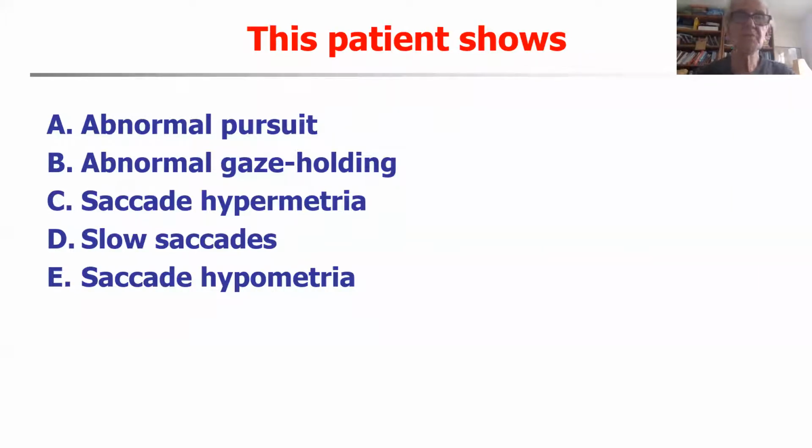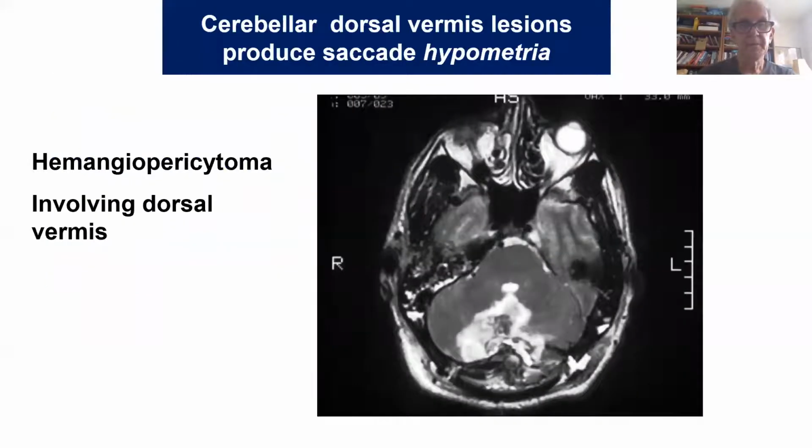The saccades, you might think they were slow, but in fact, he had a number of hypometric normal speed saccades. Here was his lesion. It was involving the dorsal vermis, what you would predict. He had a hemangiopericytoma, and it was removed, and he was considerably improved.